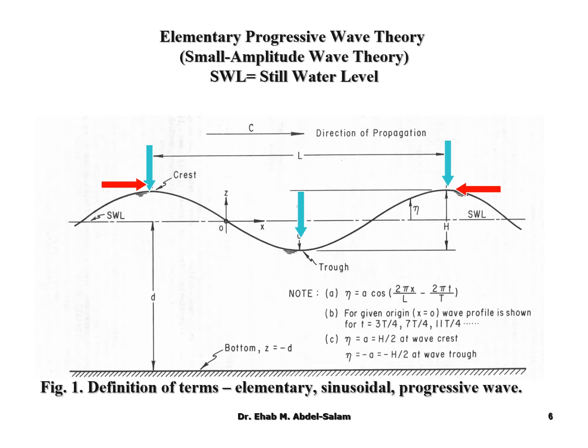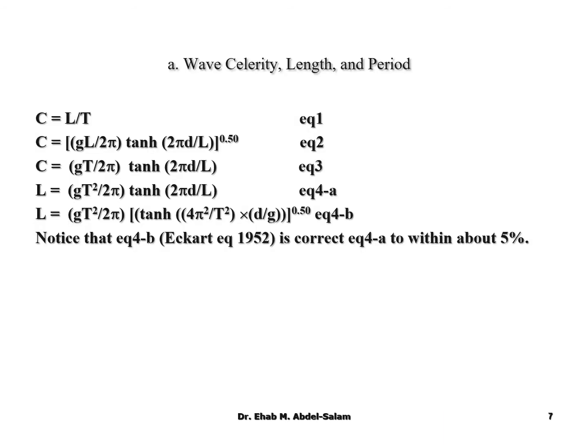This figure shows definitions of terms for elementary sinusoidal progressive waves, because it's linear wave. Wave celerity, length and period. This is velocity: C equals L over T. C equals root of (g L over 2π tanh 2π d over L), all of this under root to the power 0.5. C equals g T over 2π tanh 2π d over L.